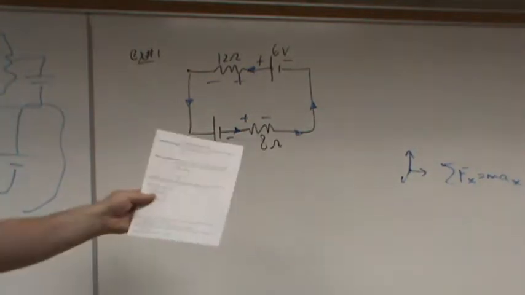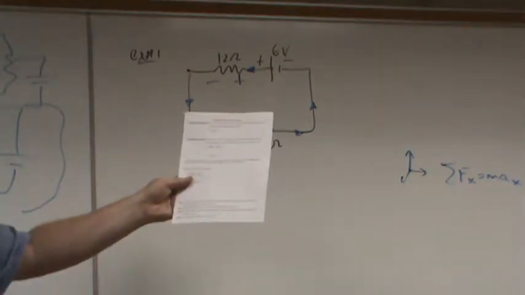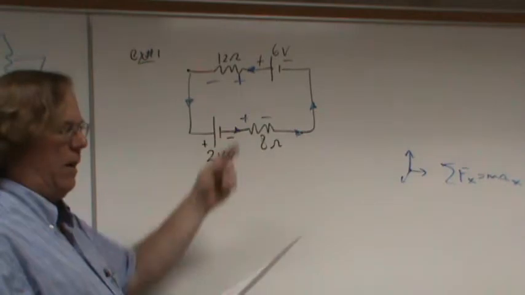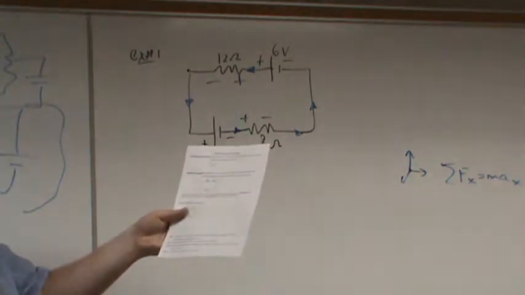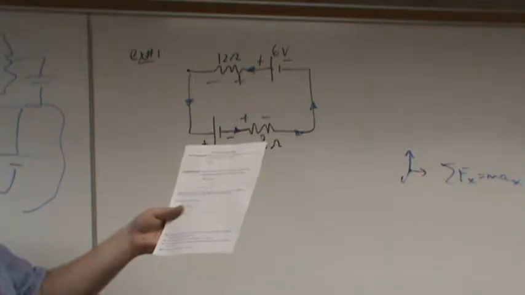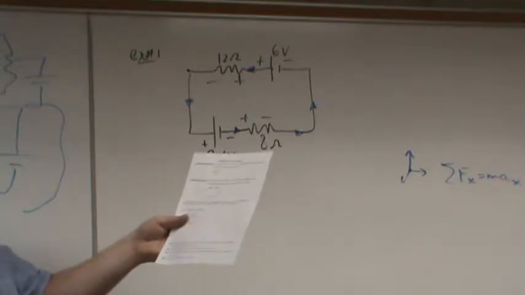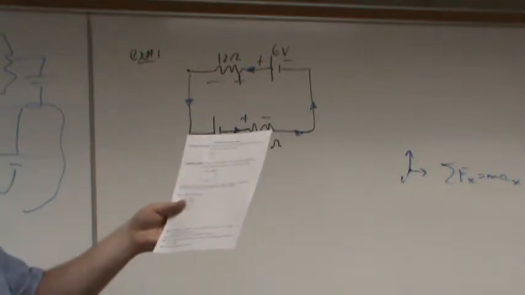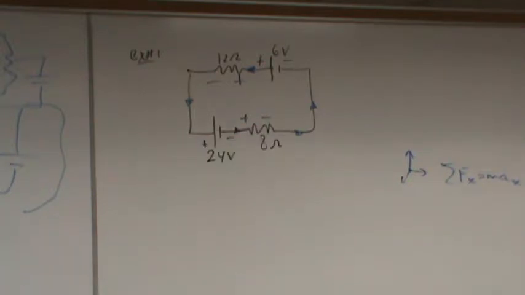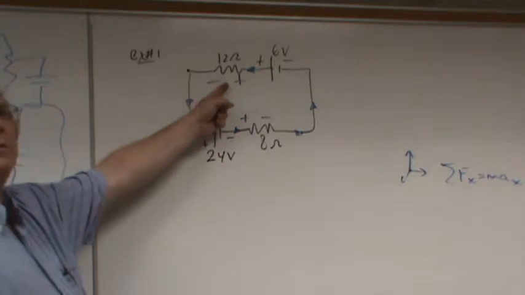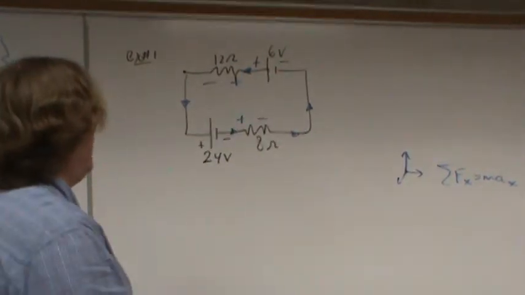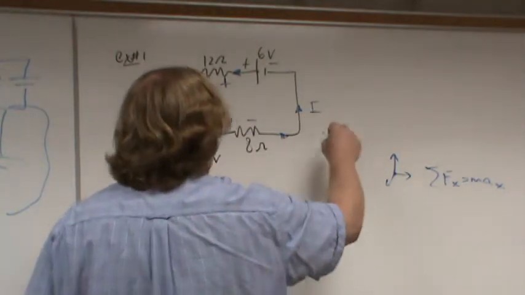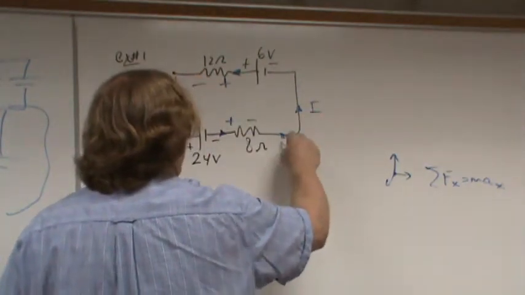So I've just done step two: label the resistors with plus and minus to show the direction of voltage drop. Step four, I got it in the wrong order. Step four should really come next. For each resistor, I can get the voltage drop, right? Look at this resistor. I know the current. You know what the current is? I'm going to call the current I.